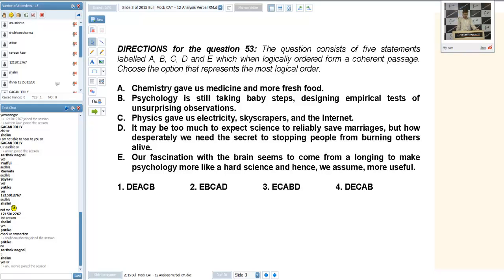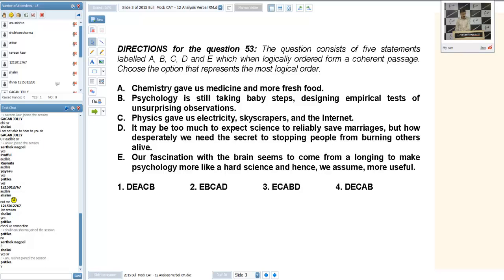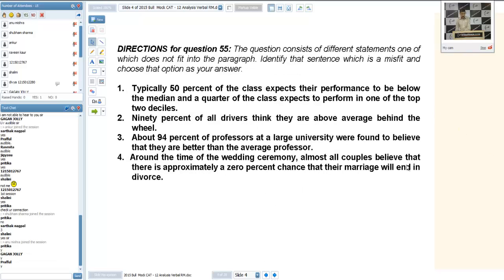Therefore, the answer to this question is third. Press yes if I am clear. Shall we move ahead? Okay, let's move ahead. Now in this we have to find out the misfit.